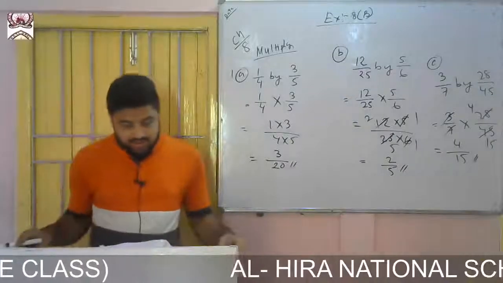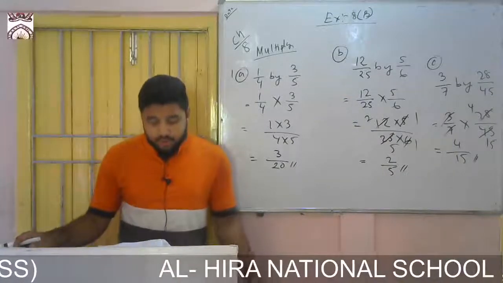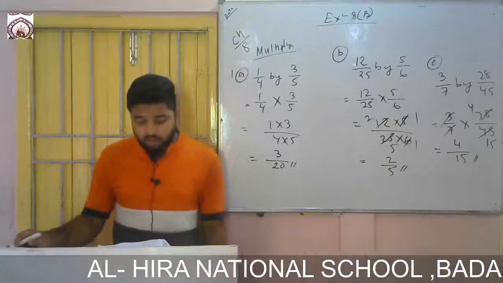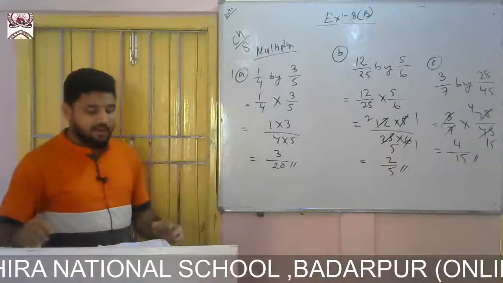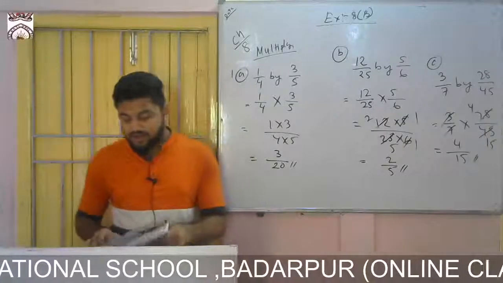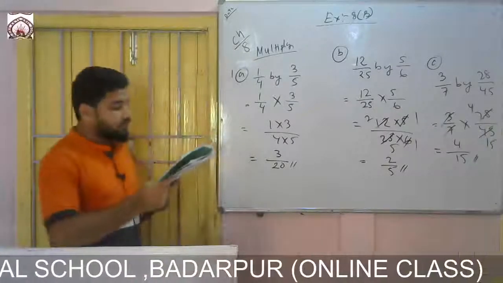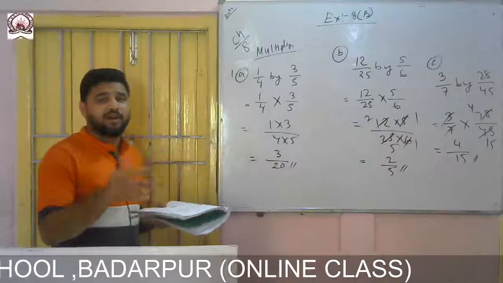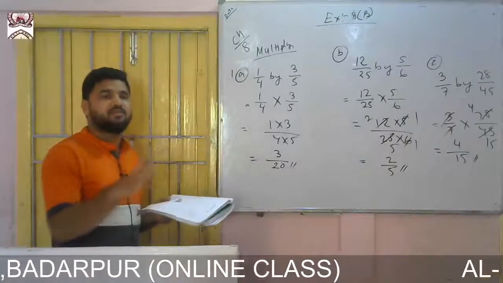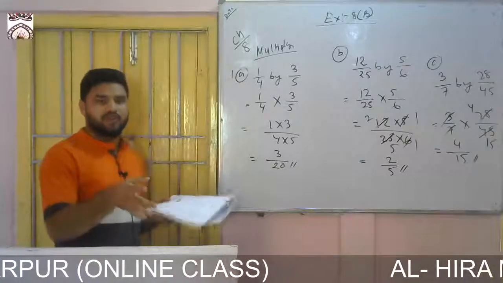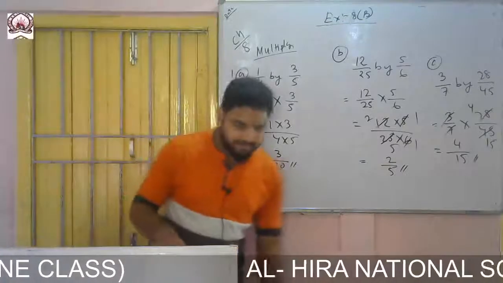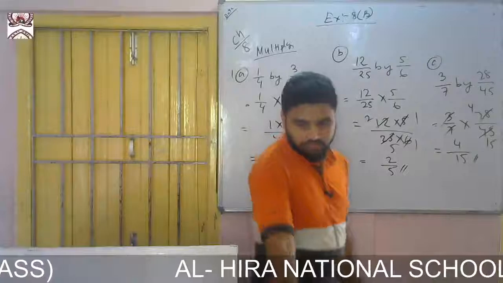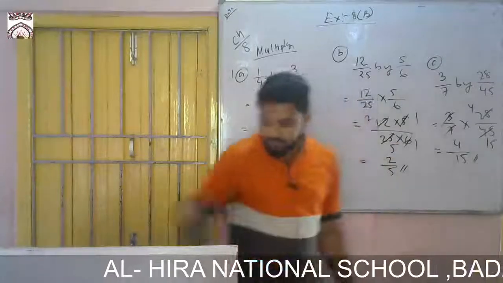So now come to question number 2. 2 1 by 3 into 6. You see one mixed fraction and another a whole number. Sometimes you will find both are mixed fractions. Sometimes one mixed fraction, one fraction; one mixed fraction, one whole number. The combination of all you will get. Okay.